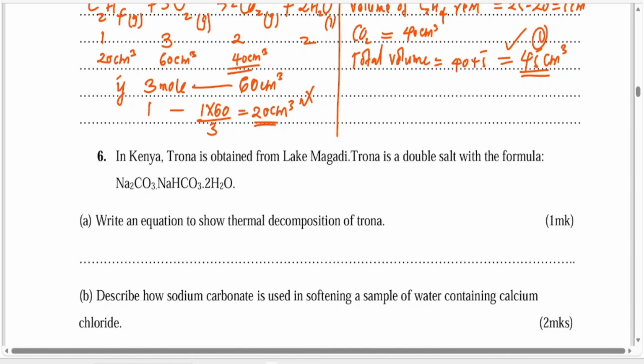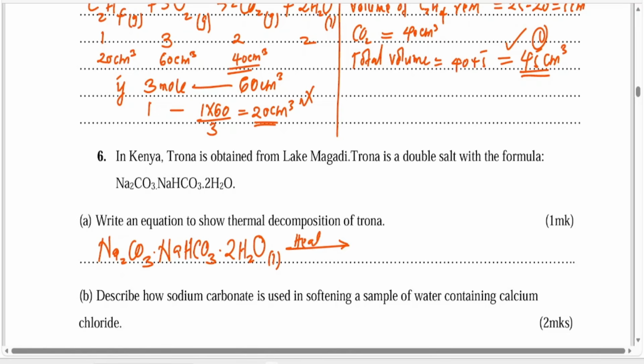So when Trona is decomposed through heating, we produce sodium carbonate and carbon dioxide and a few molecules of water. So I write the thermal decomposition. I have a sodium carbonate, sodium hydrogen carbonate with 2 water molecules, and this is in the form of a solution, so I can put aqueous.